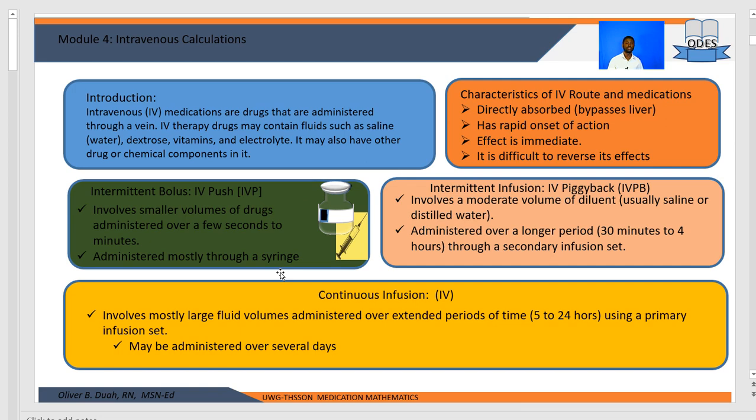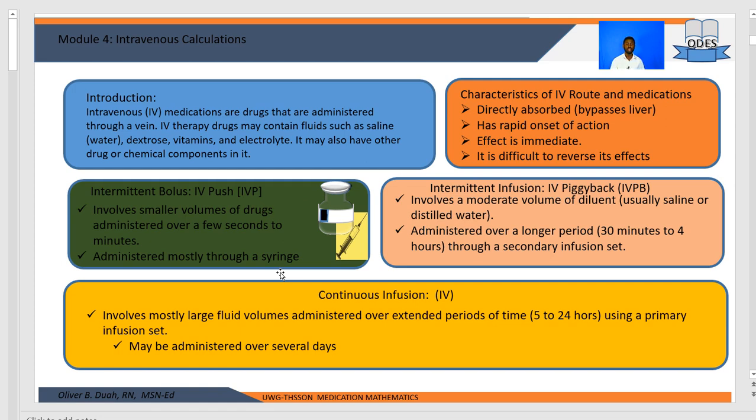Intravenous medications are drugs that are administered through a vein. Intravenous therapy drugs may contain fluids such as saline, which is water with salt, dextrose, water with some sugar, vitamins, and electrolytes. It may also have other drug or chemical components, such as in the case of antibiotics or say thorazine.